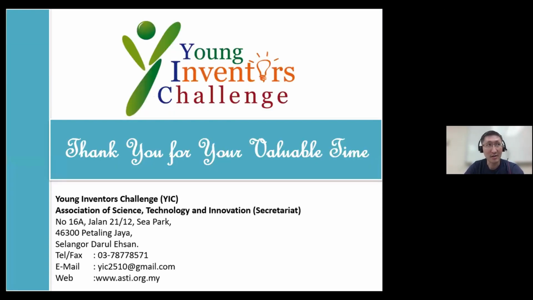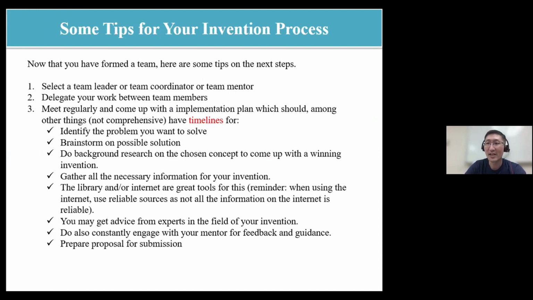All right, the slide before. So these are some final tips that we want to share with you. Number one, select a team leader or team coordinator or team mentor. Number two, delegate your work between your team members effectively. Number three, regularly meet with your team so that you can come up with an implementation plan, and among the things that you have to solve within the timeline, identify the problem that you want to solve and brainstorm on possible solutions. Then do research on the concept, whether you can come up with the right solution for the right problem.